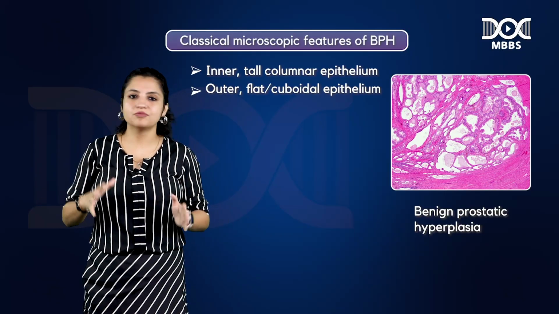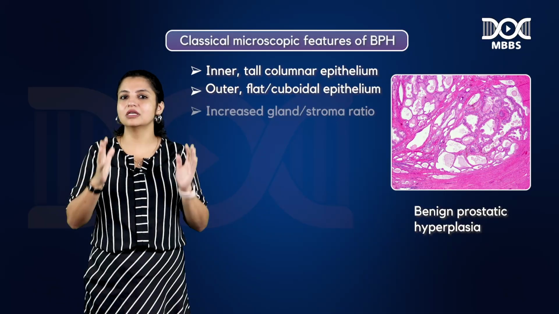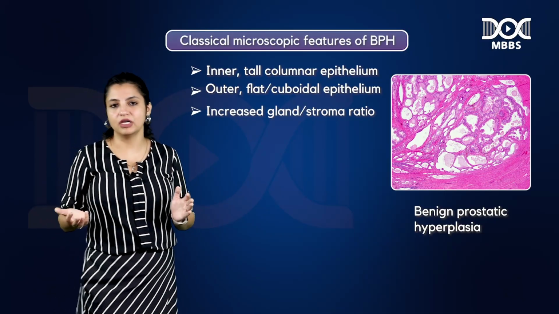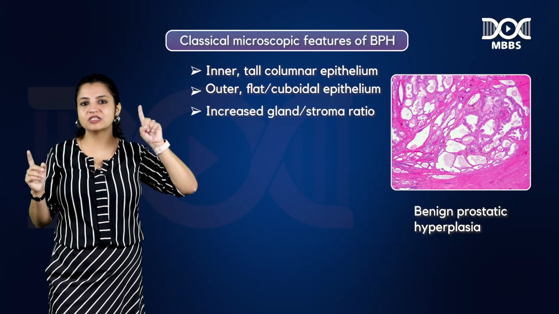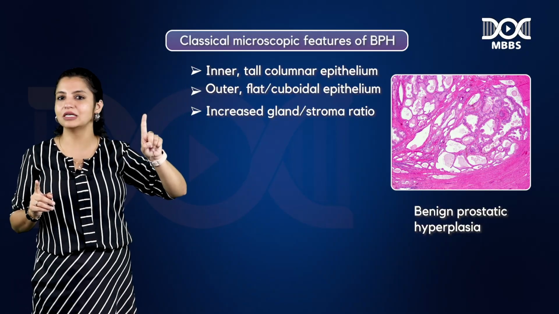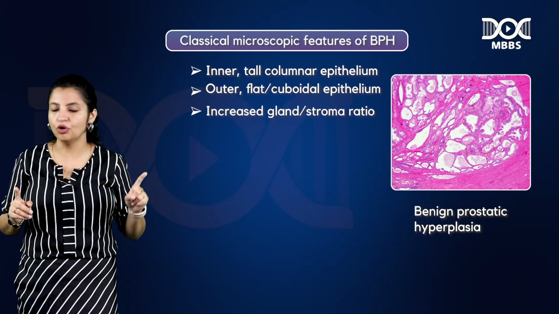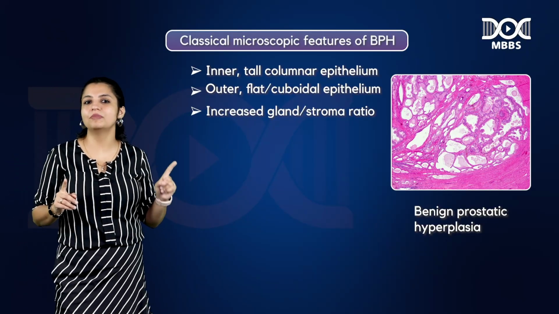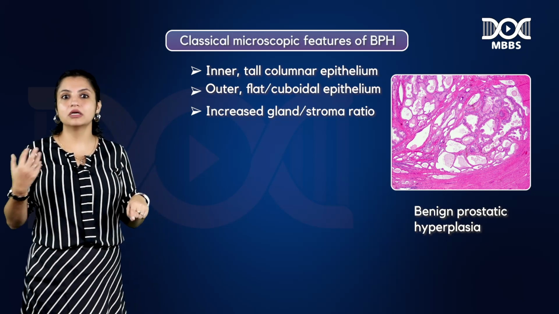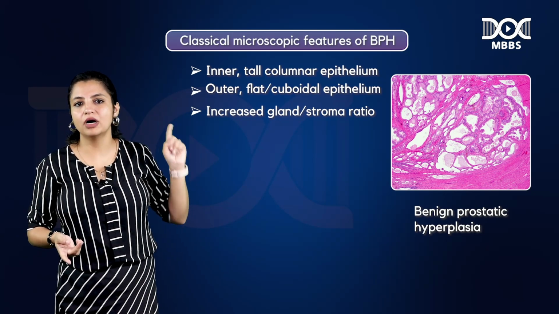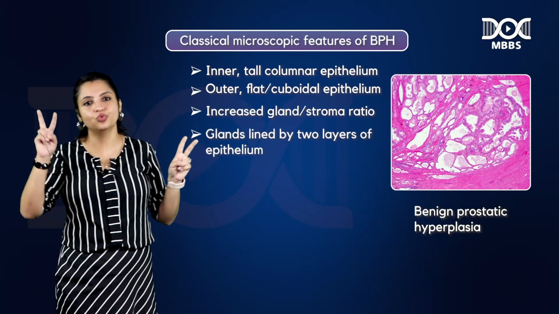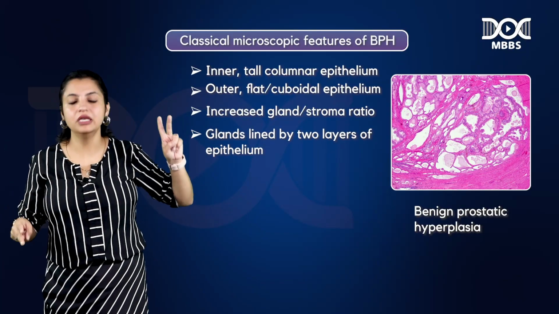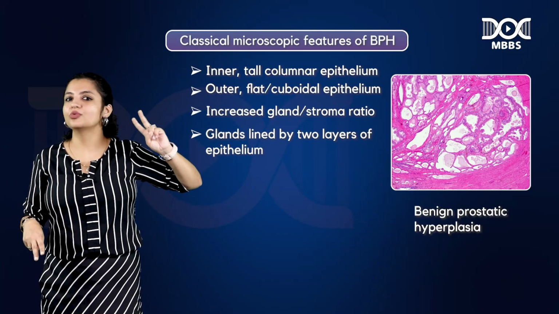So there is increased proliferation. First thing is there is increased gland to stroma ratio. So there is increase in the gland, but stroma is also increased. So first feature microscopically is that there is increase in the gland to stroma ratio. Both glands and stroma are increased, number 1. Number 2, if you look at the glands, it shows you 2 layers. That's benign. The inner layer is columnar, the outer layer is basal.